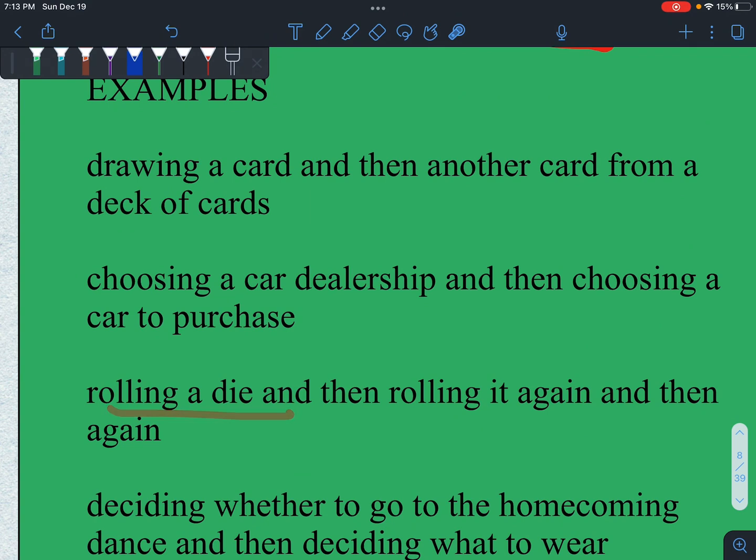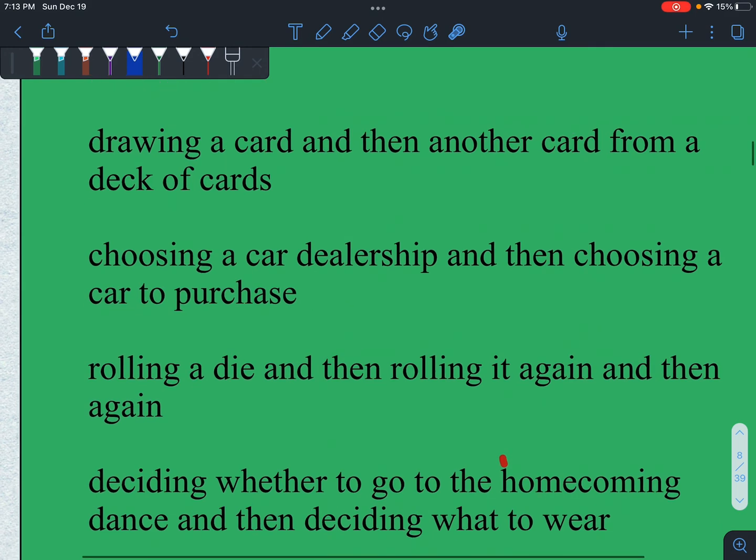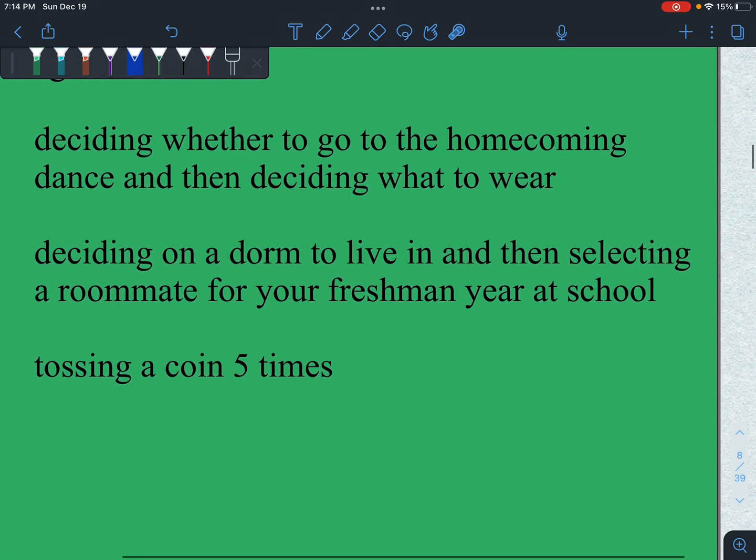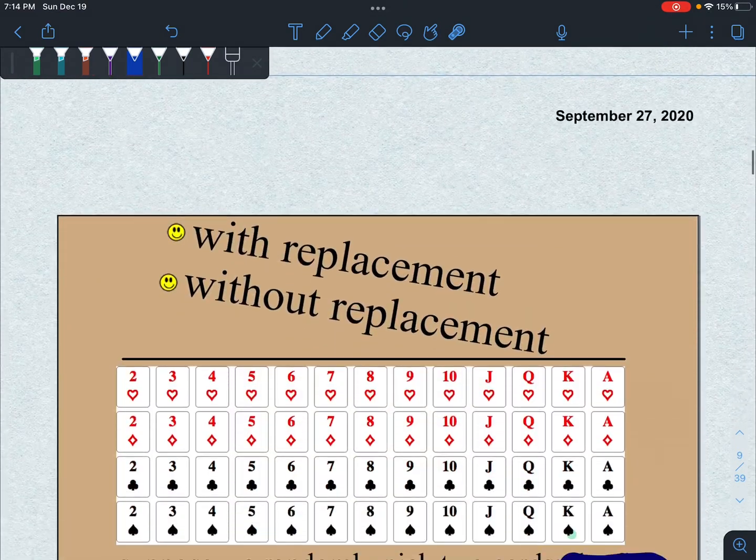If you roll a die and then roll it again, are those two events dependent on each other? And you would say no. What about deciding whether to go to homecoming and what you wear on that particular day? Yeah, sure, if you aren't going to homecoming, then you aren't going to dress up. And if you are, then you would put something special on. Tossing a coin 5 times, right? Here's a compound event, 5 different events. Does the next coin know what the first coin does? And we would say no. All right, so there's a few examples.